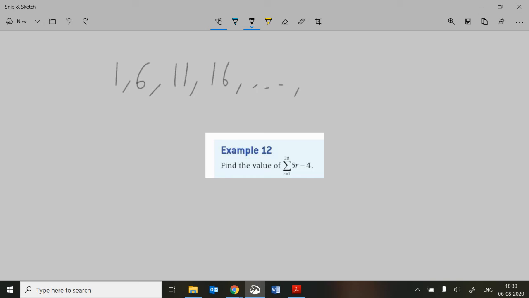140 take away 4, 136 is our final term. Now, if we need to just sum this together, this one's really easy. This is the sum of 28 terms. Really, we should have a plus in between here if we're defining a series rather than a sequence. Okay, but we're just adding together these things here. So all we need to do is 28 divided by 2.